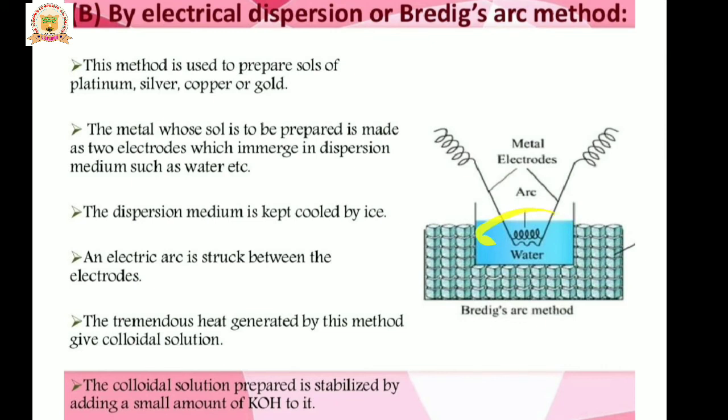Then, in between these two, by applying the electric current, the electric current produces an electric arc between the two electrodes. That electric arc produces a huge amount of heat. Then it will condense with the help of the water present in the ice bath. The process of condensation takes place.